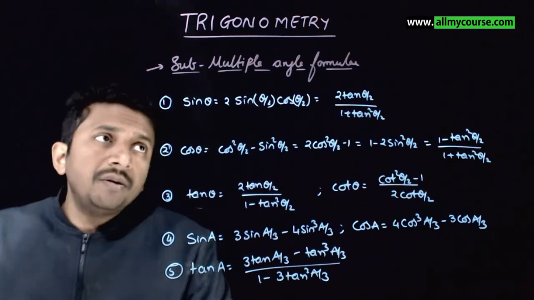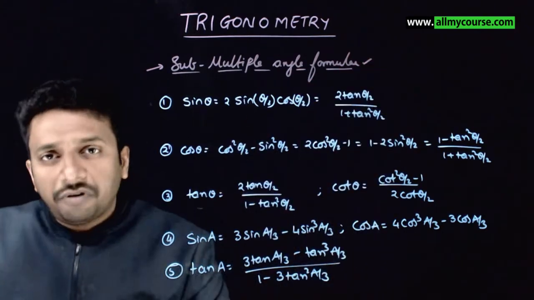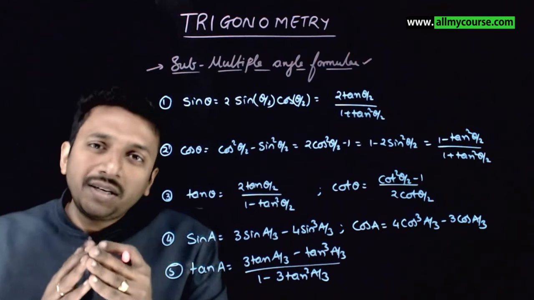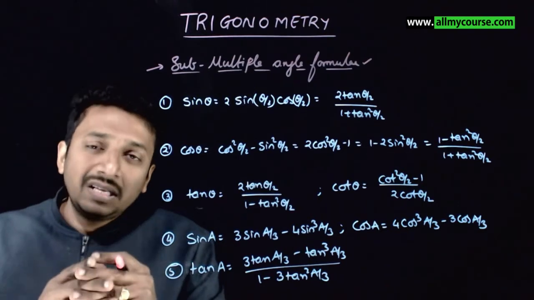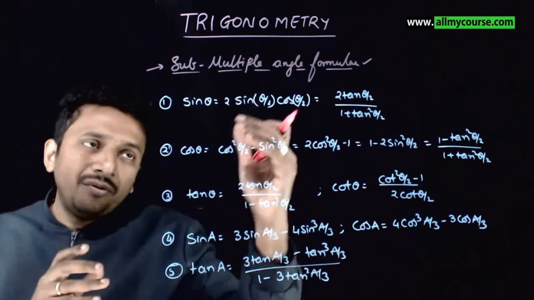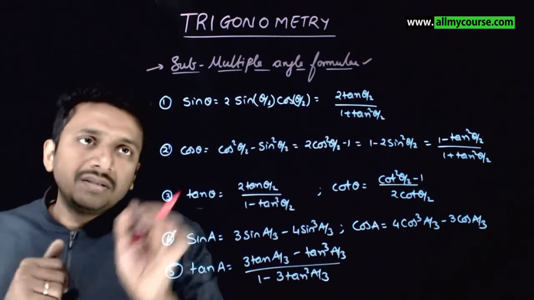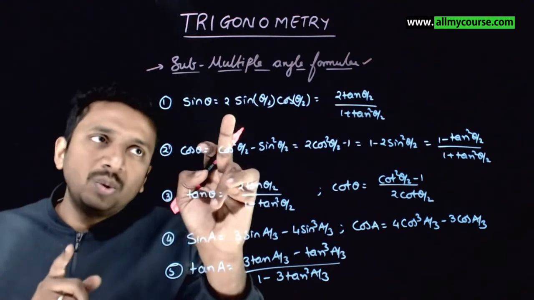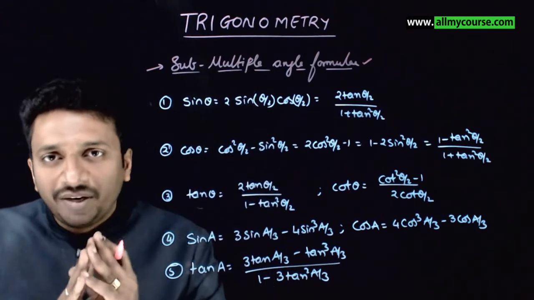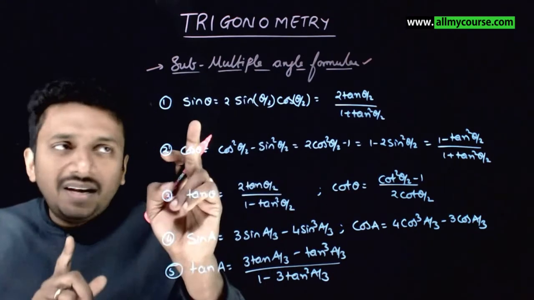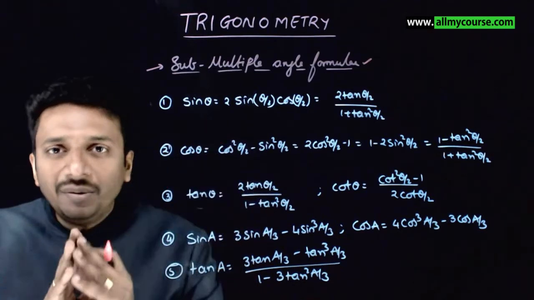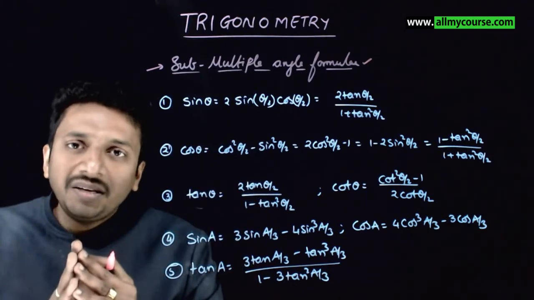So in this topic, let us look at submultiple formulas. These are very closely related to multiple angle formulas. The difference being you go for theta by 2's and theta by 3's in these formulas. So sine theta can be written as 2 sine theta by 2 cos theta by 2.